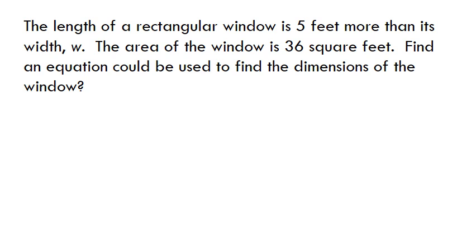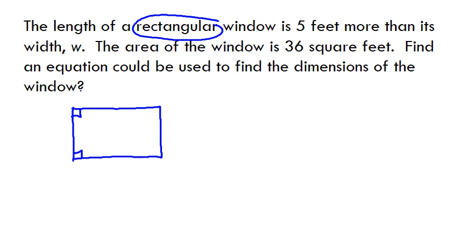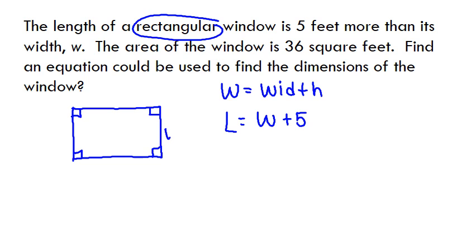The next type of example deals with a little bit more complex of a rectangle. So we have the length of a rectangular window. I already know I have a rectangle and I'm probably going to want to draw a picture, so I'm going to go ahead and do that so I can label while I read. Draw our little right angles in here to show it's a rectangle. Okay, so we have the length of a rectangular window is 5 feet more than its width w. So that tells me that w is our variable for width, and our length is 5 feet more than the width, so that's going to be w plus 5. So we'll let this be w, and then our length is going to be w plus 5.